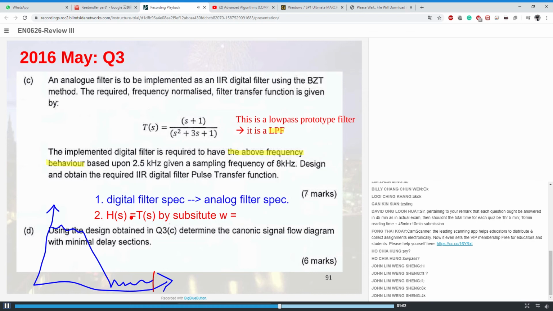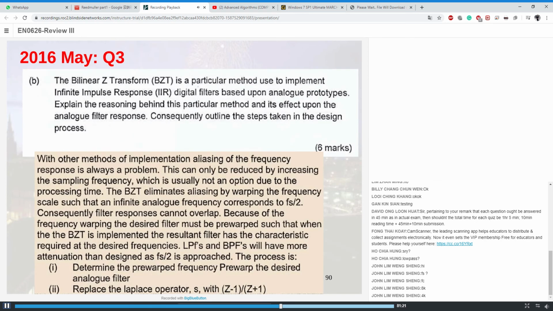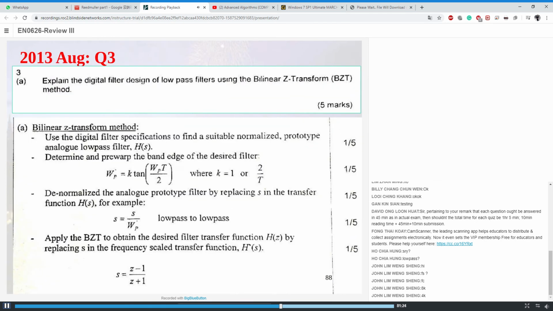So what should I do? There's a substitution. We need to substitute something. So what's the substitution? We go back to the step just now. Remember the series of formulas: low pass to low pass, high pass to high pass, low pass to high pass, things like that. In this case it's low pass to low pass. Originally it's a low pass filter, and now we use a low pass filter type, so therefore it's low pass to low pass.